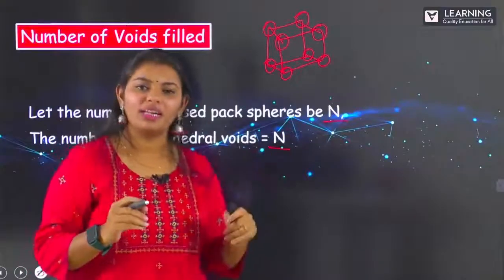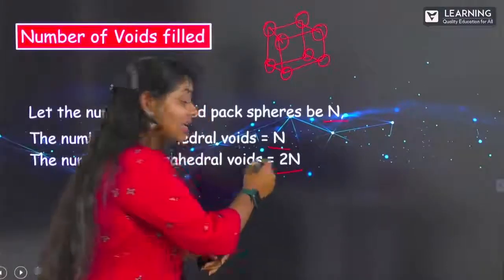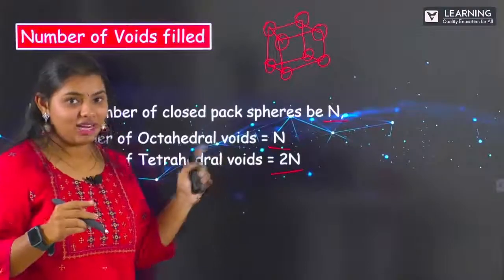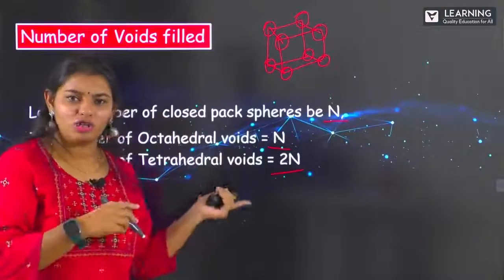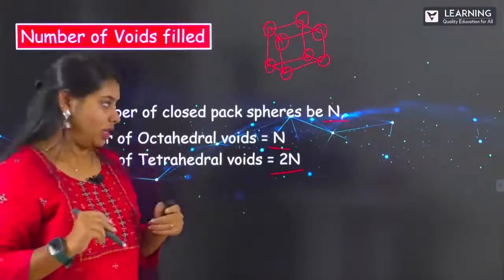Now, how many tetrahedral voids will there be? Tetrahedral voids will be 2n. It will be double the number of spheres that are there. This is one thing that you have to remember, and we shall solve a problem based on this, so you will understand how exactly we can calculate the number of voids.